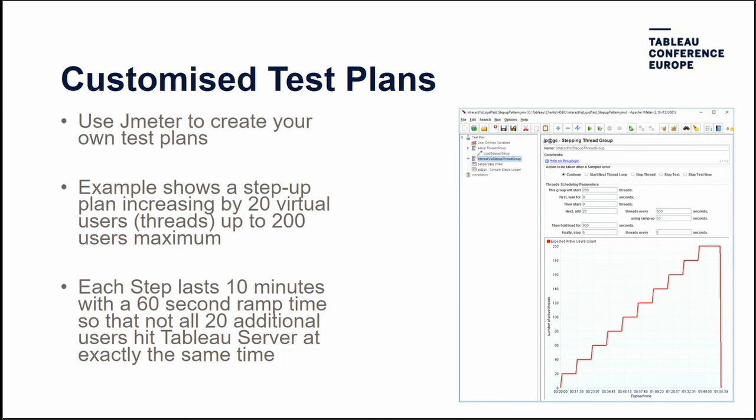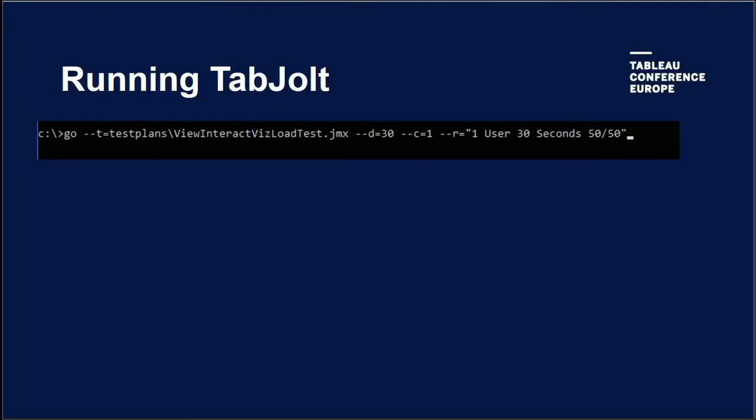So rather than adding 20 users at exactly the same instant, I'm gradually adding those over 60 seconds, holding it for 10 minutes, adding another 20 over 60 seconds, holding it for 10 minutes, to see at what point we start to see a degradation in performance. But again, TabJolt allows you to create your own customized plans to simulate your load as closely as possible. Now, I'm not going to run it here. It doesn't demo particularly well.